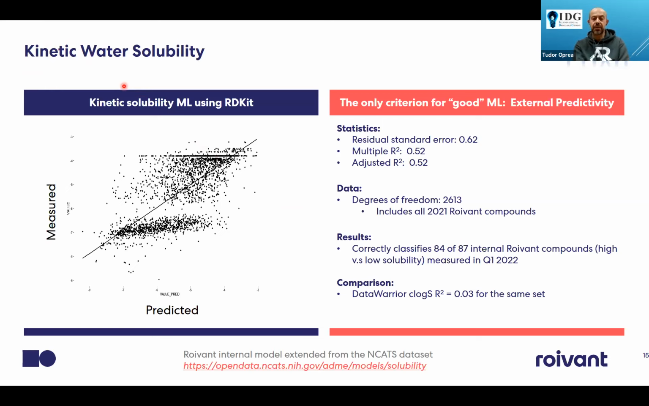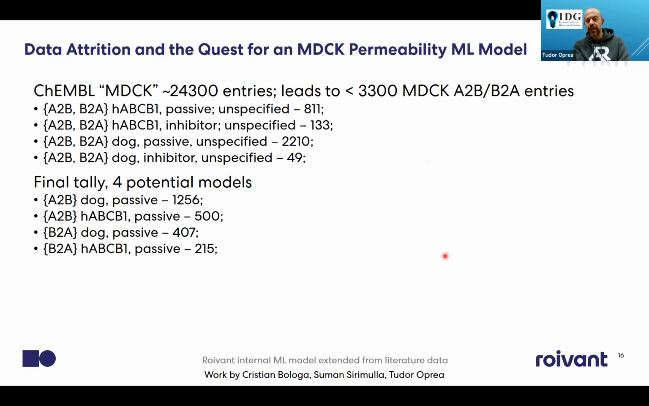Luckily, we found in the NCATS ADME predictor dataset a set of compounds that is compatible. So the assay is compatible with the assay that was used by Roivant. So we were able to build a model that is reasonably predictive. So the really cool feature of this was that just using chemicals from the NCATS dataset plus the 2021 chemicals from Roivant, we were able to correctly predict soluble, not soluble for 84 out of 87 of the newer chemicals. And the other model that I was going to spend a bit of time on.